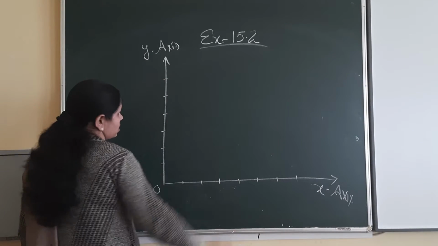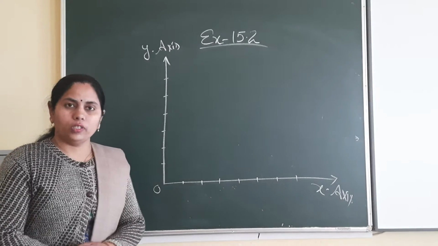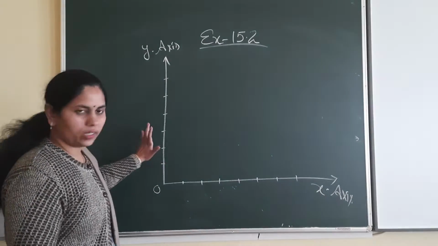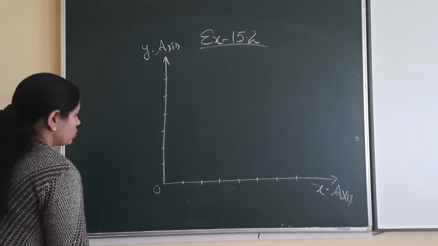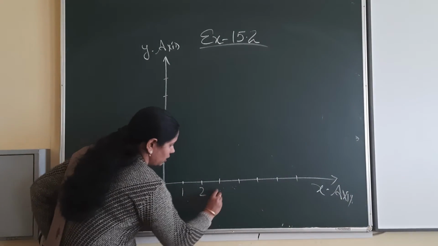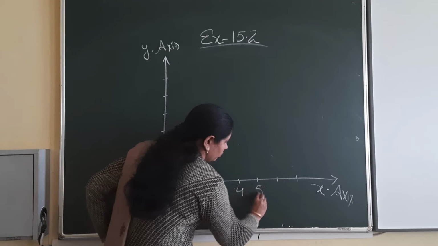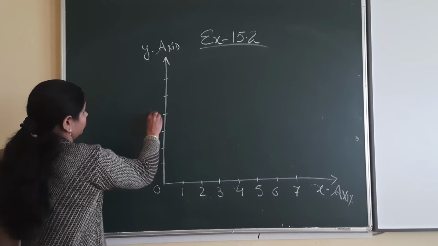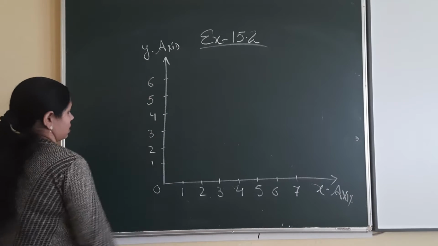And why do we use these coordinates? To locate a point, to fix a point, to address a point on a plane, we can use coordinates. Now suppose I am writing here numbers on x-axis: 1, 2, 3, 4, 5 and 6.